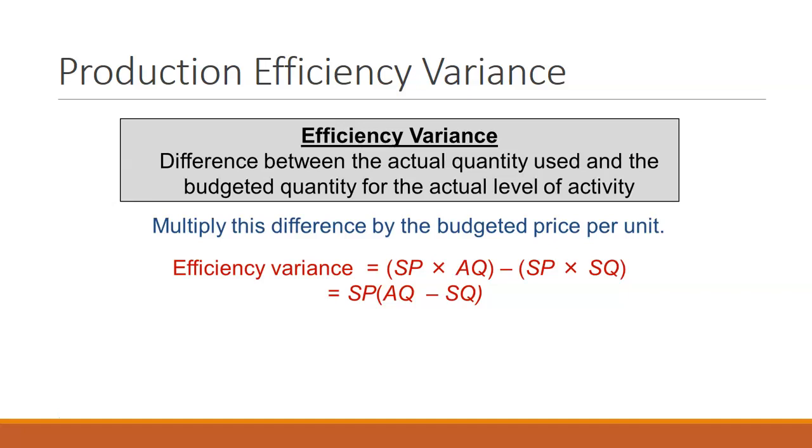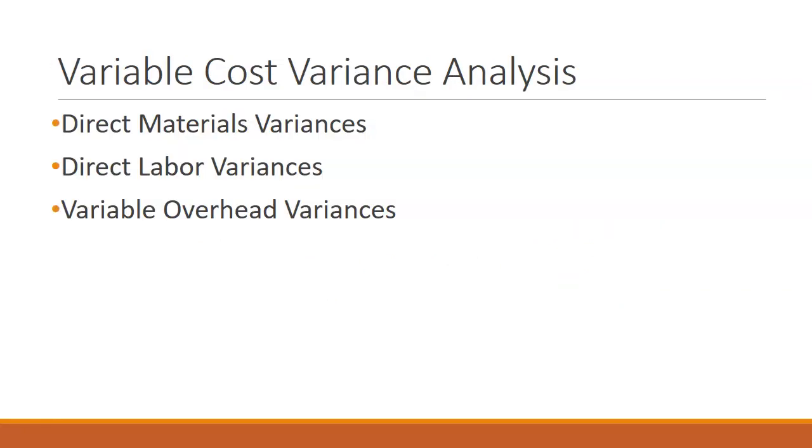Our efficiency variance then is the difference between the actual quantity used and the budgeted quantity for the actual level of activity. So then we're going to take the standard price times the actual quantity minus the standard price times the standard quantity, or the standard price times the actual quantity minus the standard quantity. So we're going to look at direct materials variances, direct labor variances, and variable overhead variances.